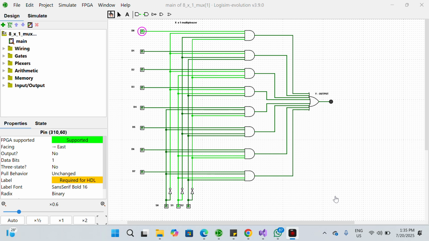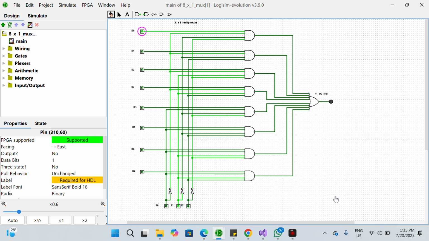The purpose of the 8 by 1 multiplexer. The 8 by 1 multiplexer has 8 input lines, that is D0 to D7, and also has three select lines, that is S0, S1, then S2, and then one output line, that's the Y output. Based on the combination of the select lines, only one data input is passed to the output at any given time.